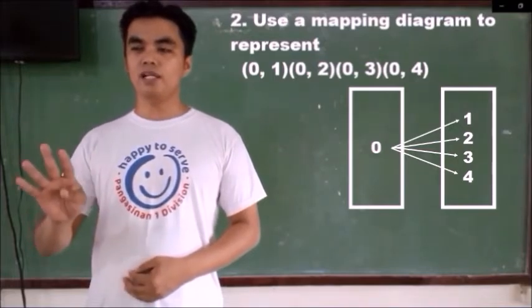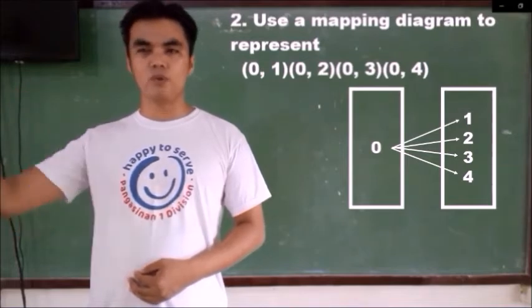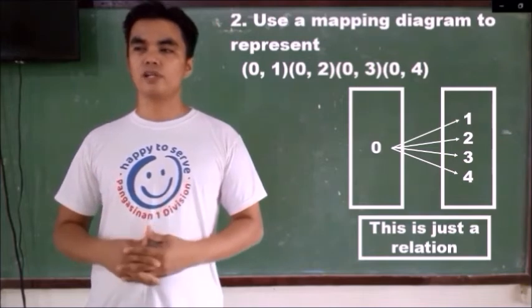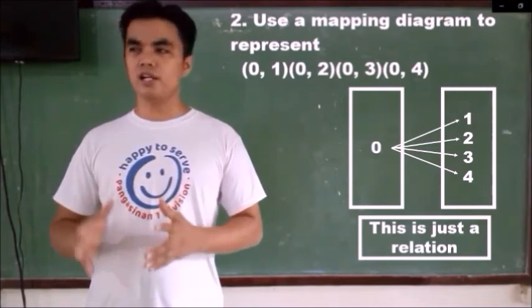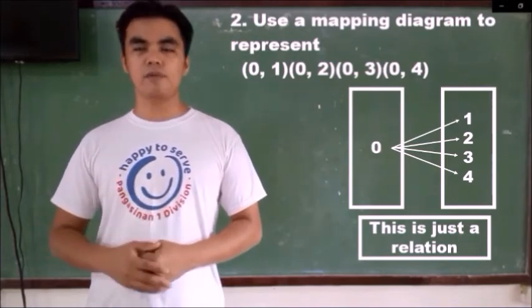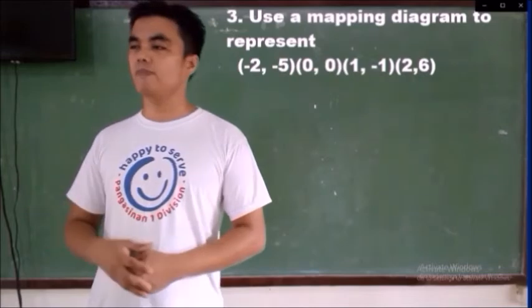Pag 4 ang naging partner niya, kahit dalawa lang, kahit yung isang element naging dalawang partner niya, it is considered just a relation. So yung number 1 natin, it is a relation. Let us see. Let us have another example kung ito naman ay function. Okay, number 3. Third example.